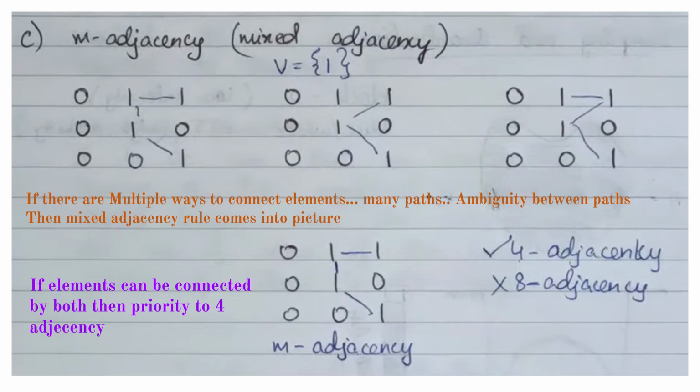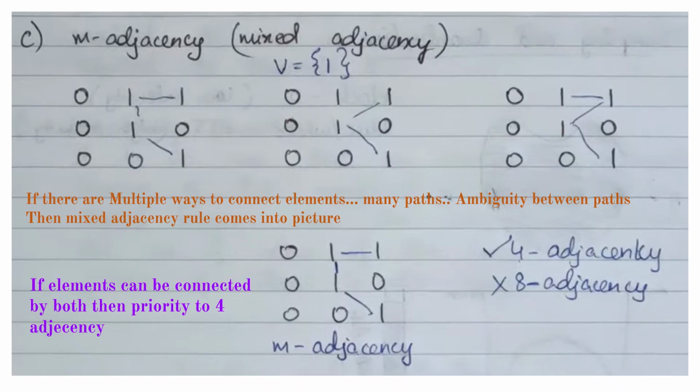Let us understand what is M adjacency, that is mixed adjacency. If there are multiple ways to connect the elements, that is many paths are available, so there is an ambiguity between the paths, then the mixed adjacency rule comes into picture. This rule says that if elements can be connected by both 4 adjacency as well as 8 adjacency, then give the priority to 4 adjacency first and then form the connections.